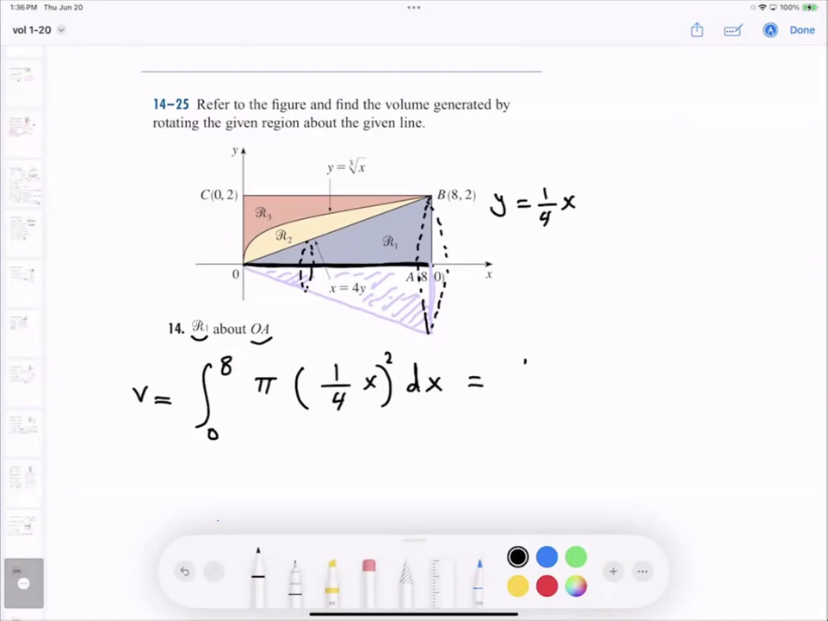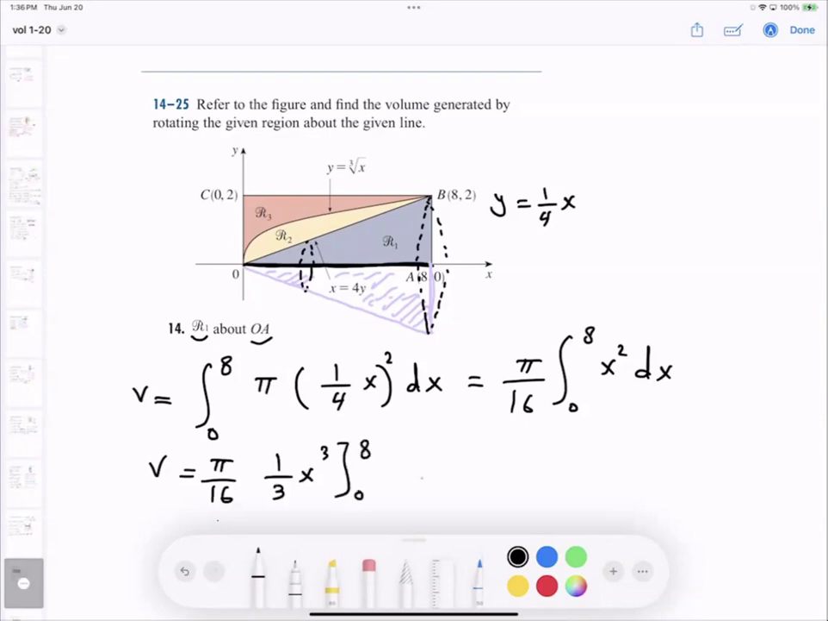This in turn can be written as pi over 16 definite integral of x squared dx, which in turn is pi over 16 of a third x cubed, 0 to 8. Now plug in 0, make this guy disappear. So you have pi over 16 times 1/3 and 8 to power 3. You can simplify this further as well, because 8 to power 3 is 8 times 8 times 8. Then you can just divide it by 16.